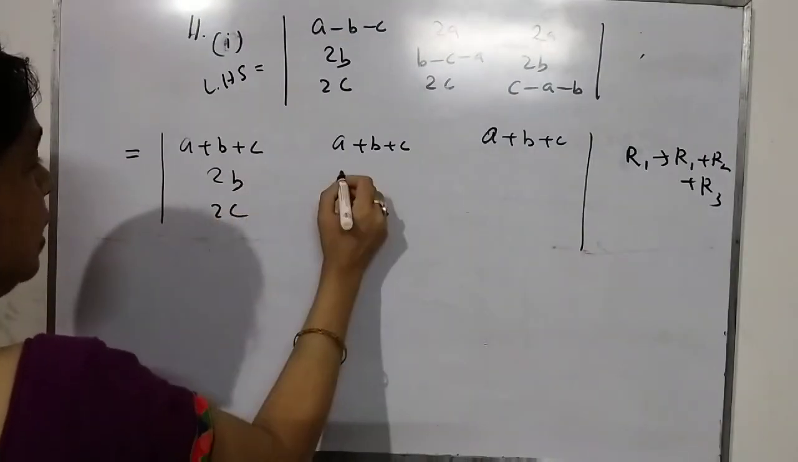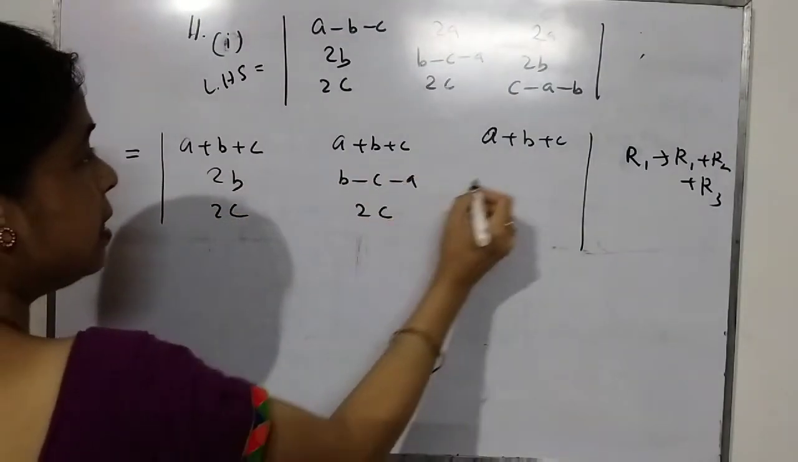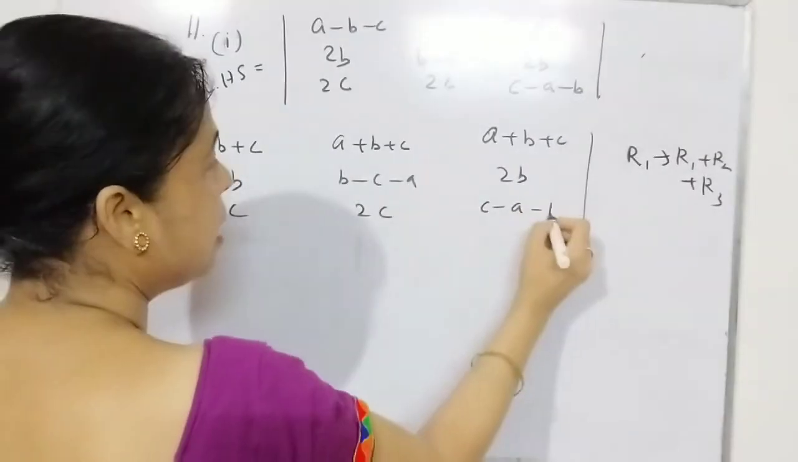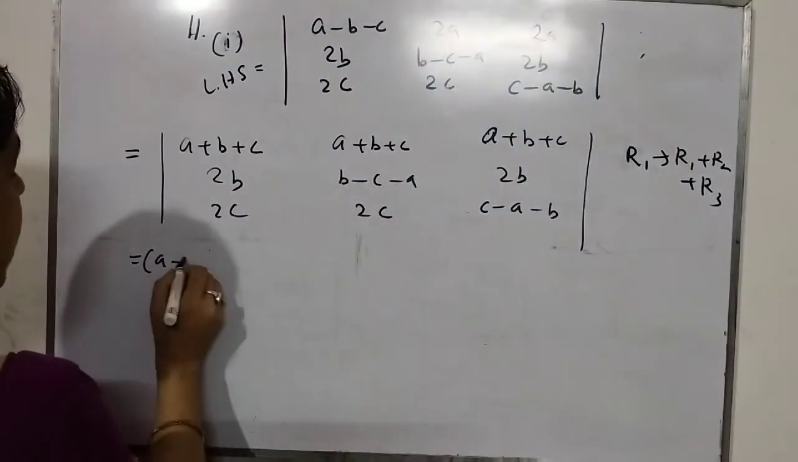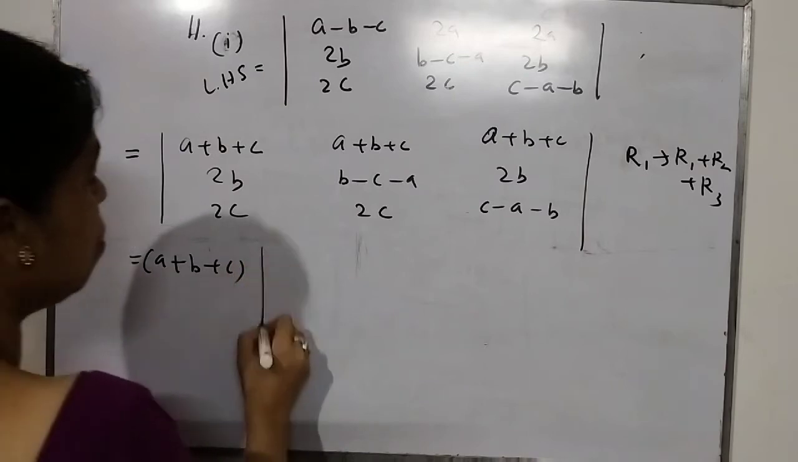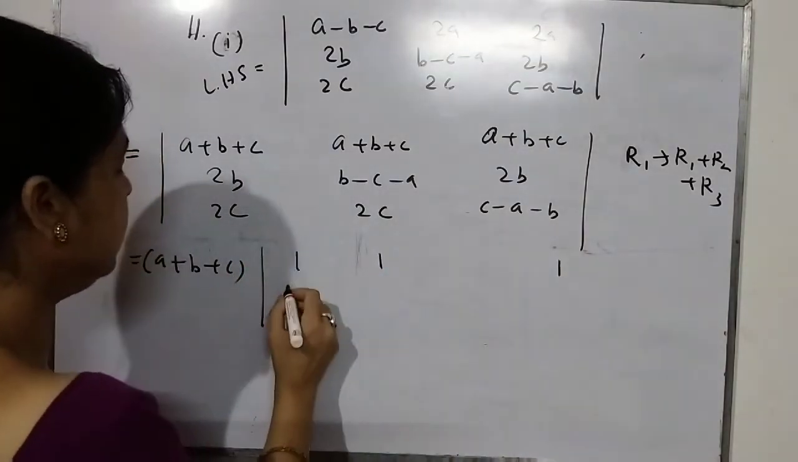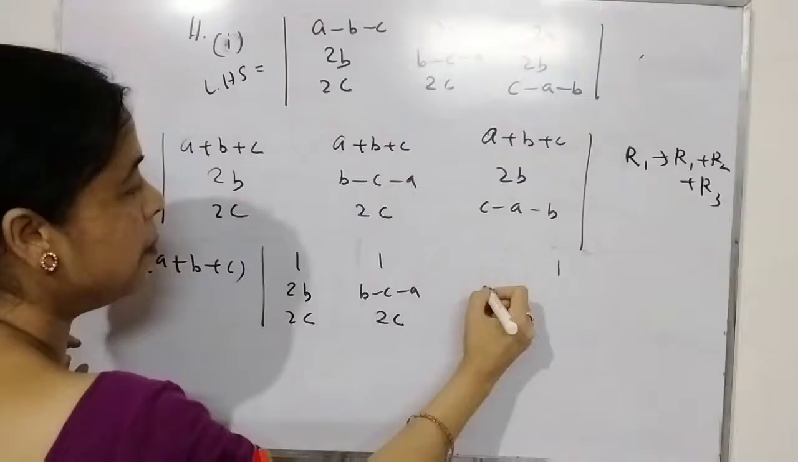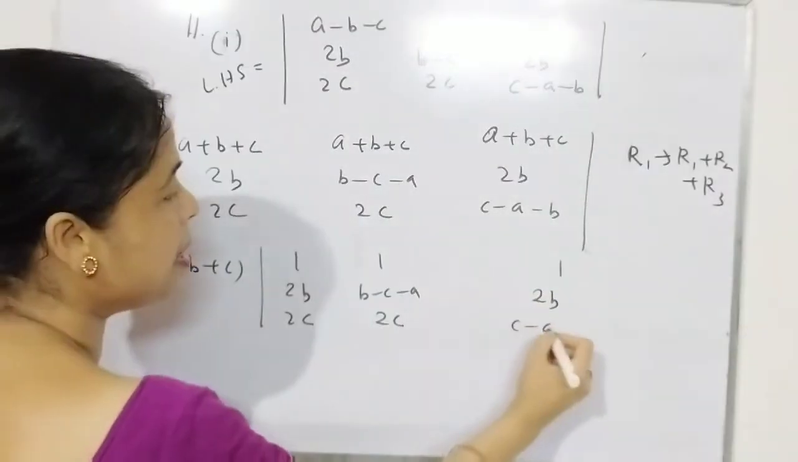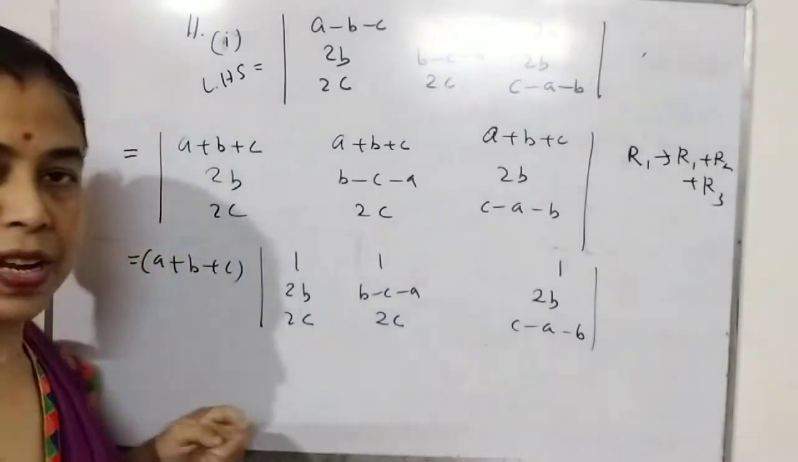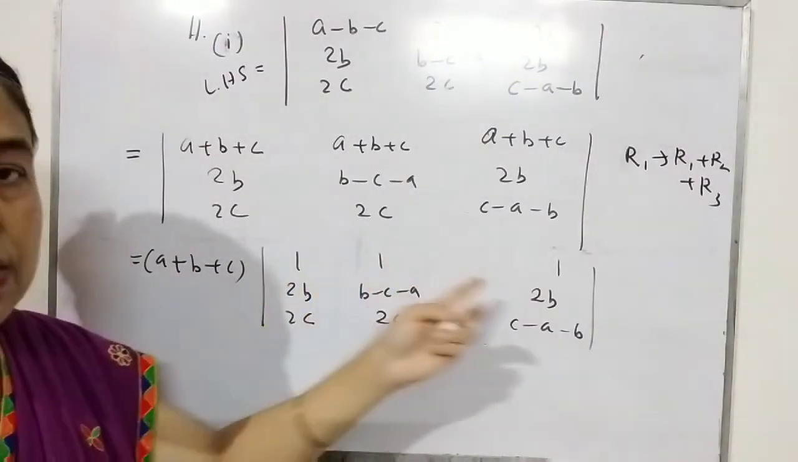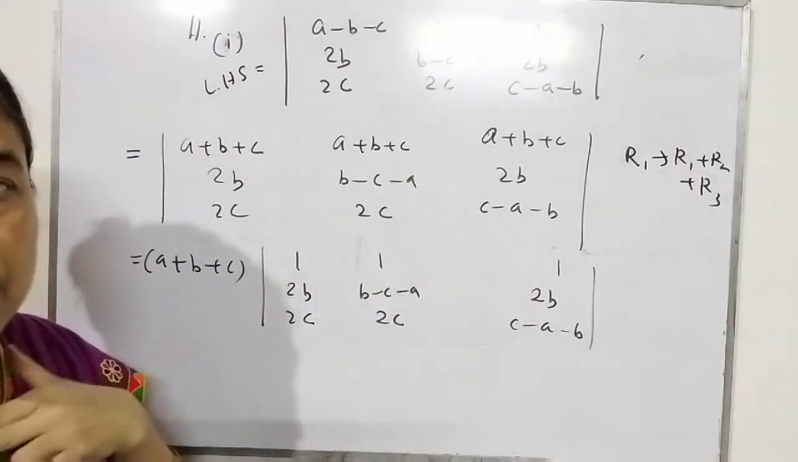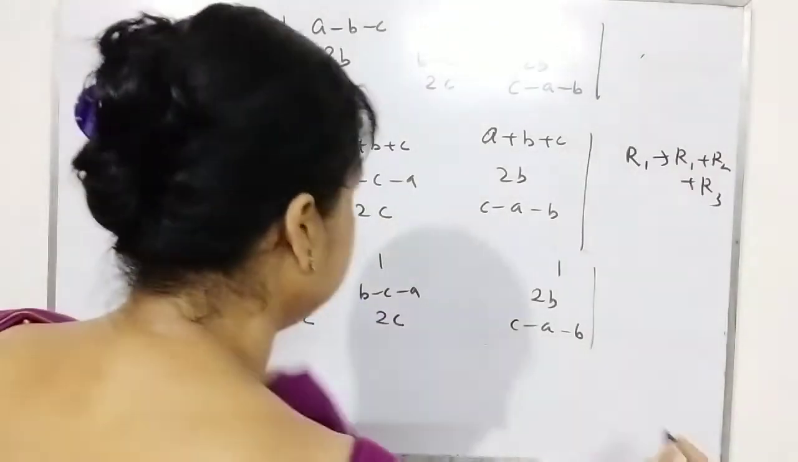Twice B, twice C, B minus C minus A, twice C, twice B, C minus A minus B. So now you see A plus B plus C is coming common. 1, 1, 1. This is 2B, 2C, B minus C minus A, 2C. Here it is 2B, C minus A minus B. Now hope you understand what to do. If one row or column has all its elements common, then subtract to get 0. Okay, let us subtract it now.